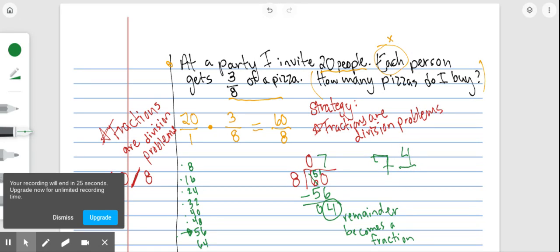But what did we cut the pizzas up into originally? How many pieces? We cut the pizzas into 8s. So I've got 7 and 4/8 of a pizza. I'm not going to order 7 and 4/8 of a pizza. I will order 8 pizzas. And then I'll have some left over for me to eat later. All right, that is it.